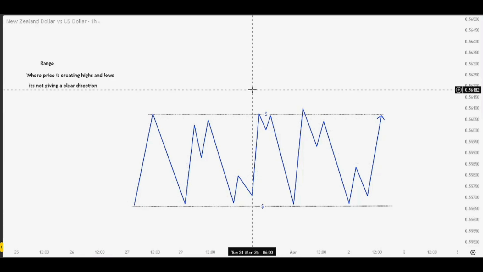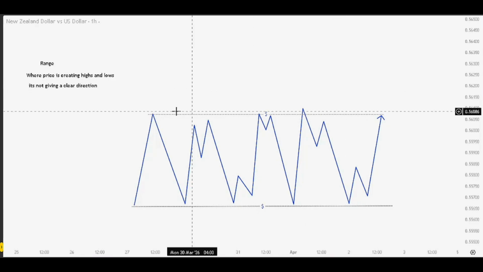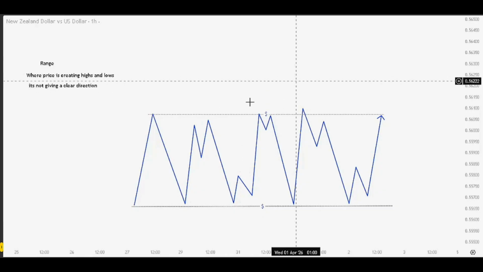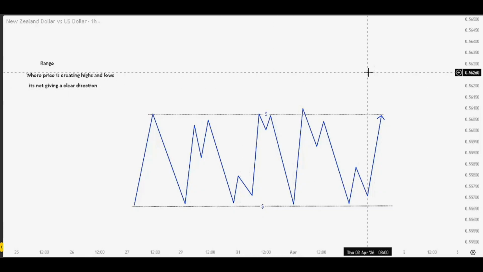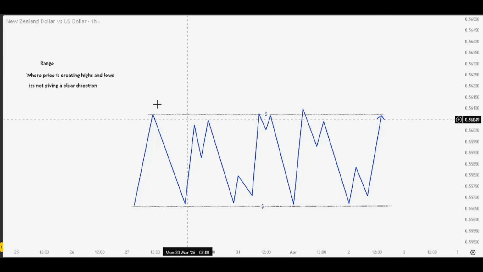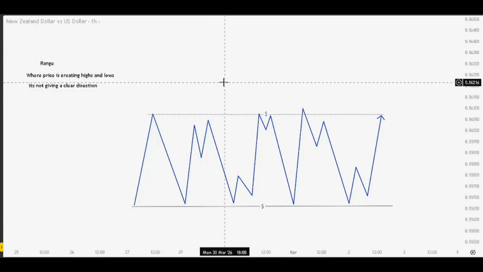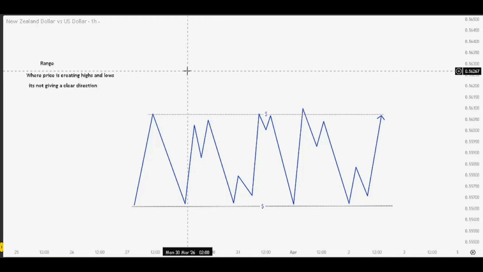So usually something like this means that there's a lot of money resting above here, and there's a lot of money resting below here. So there's liquidity. So the market has to sweep that liquidity before it continues with the direction. So those are the three basic, core things that I look for. So that I look for an uptrend or downtrend.